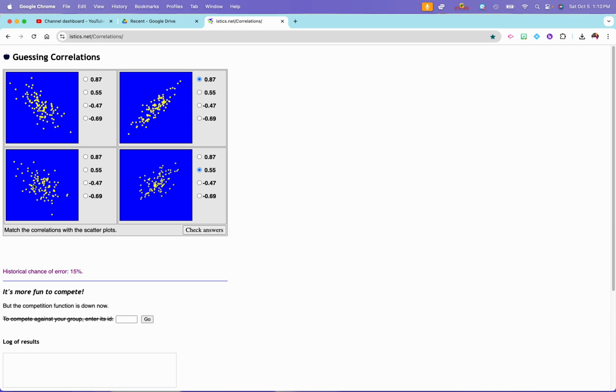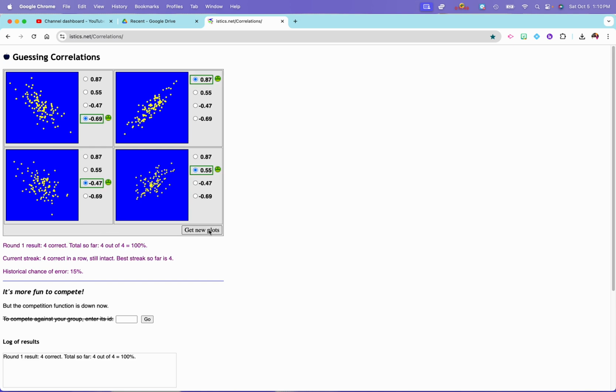When I compare these, one of them is a -0.47 and one of them is a -0.69. I think this top one looks like a stronger correlation, so I'm going to select that one, which means this one would be here. Then you can click on check answers, and I got them all right. Then you can get new plots, and it will keep track of how many you get right before you miss one.